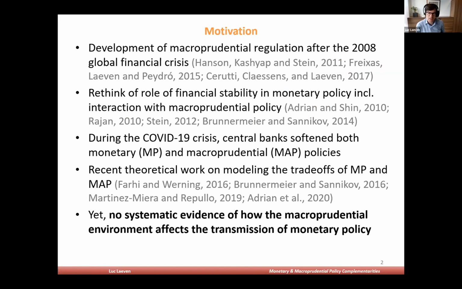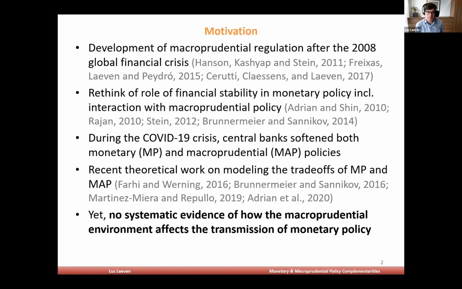I will only briefly motivate the paper, since I think for the audience we are facing today, it's pretty obvious. First of all, as Anton already introduced, macroprudential regulation has been developed in many places since the 2008 crisis. And this has been done in the context of a more general rethinking of the role of financial stability in monetary policy frameworks. This is exactly what we will be focusing on. It's about the combination of these two, monetary policy and macroprudential policy.